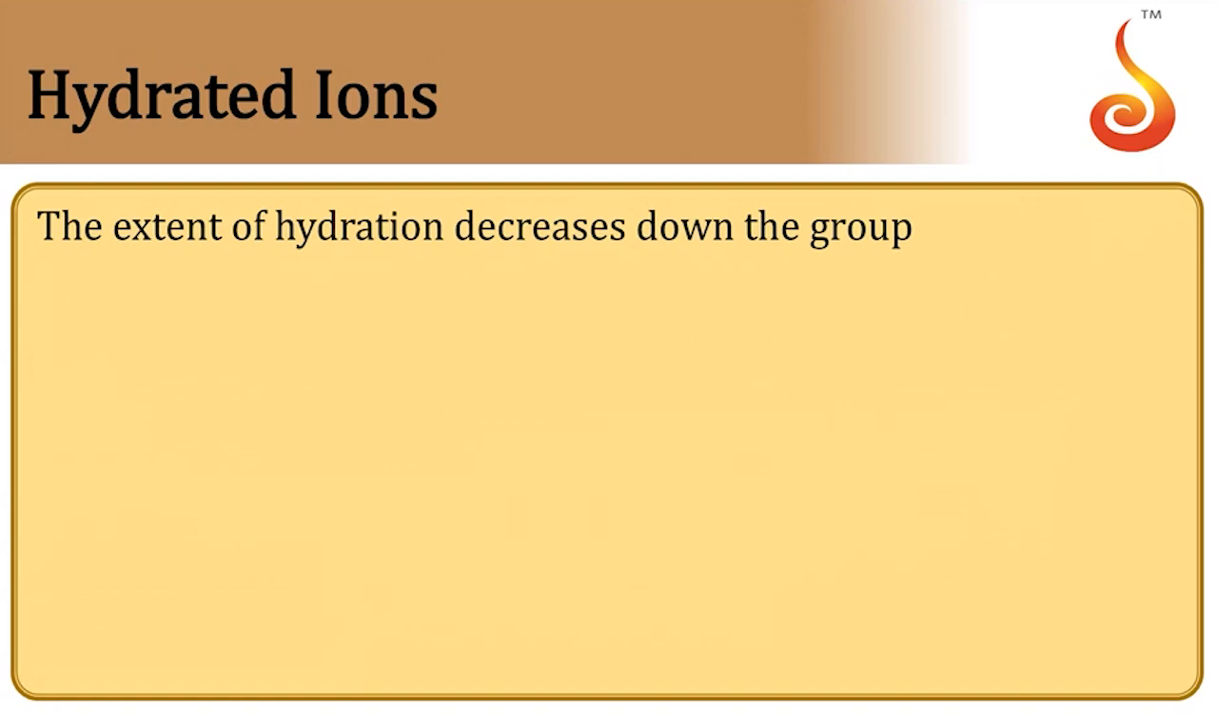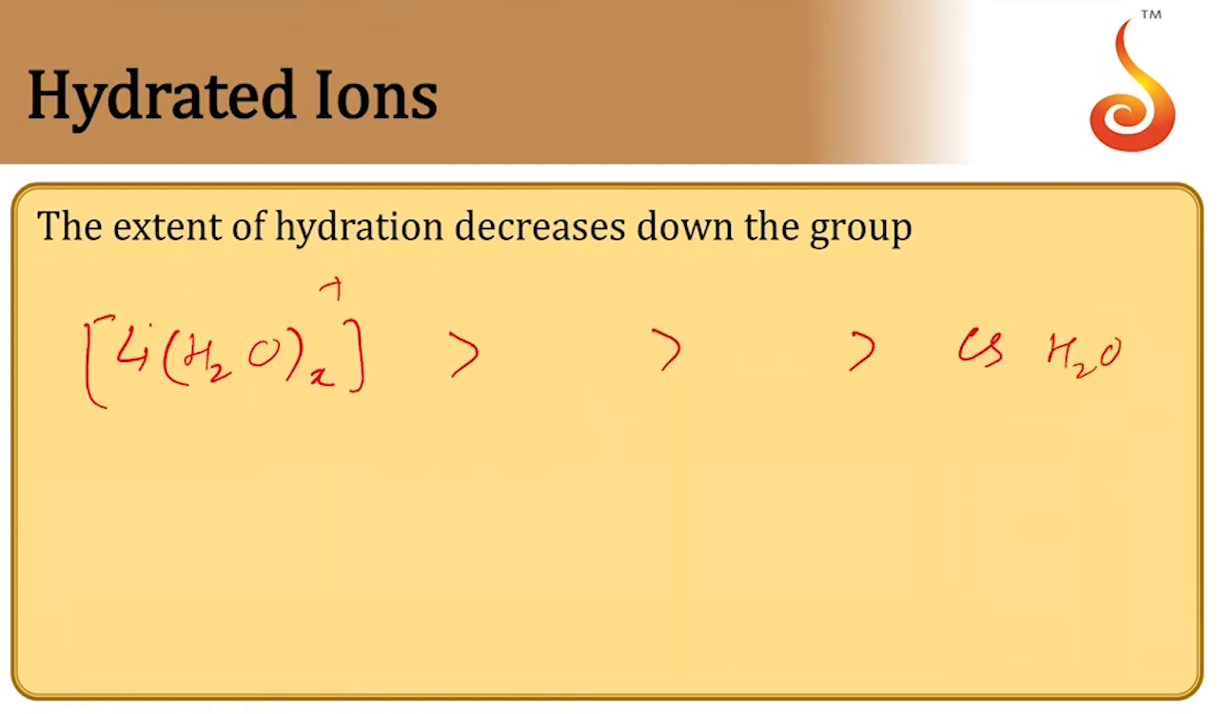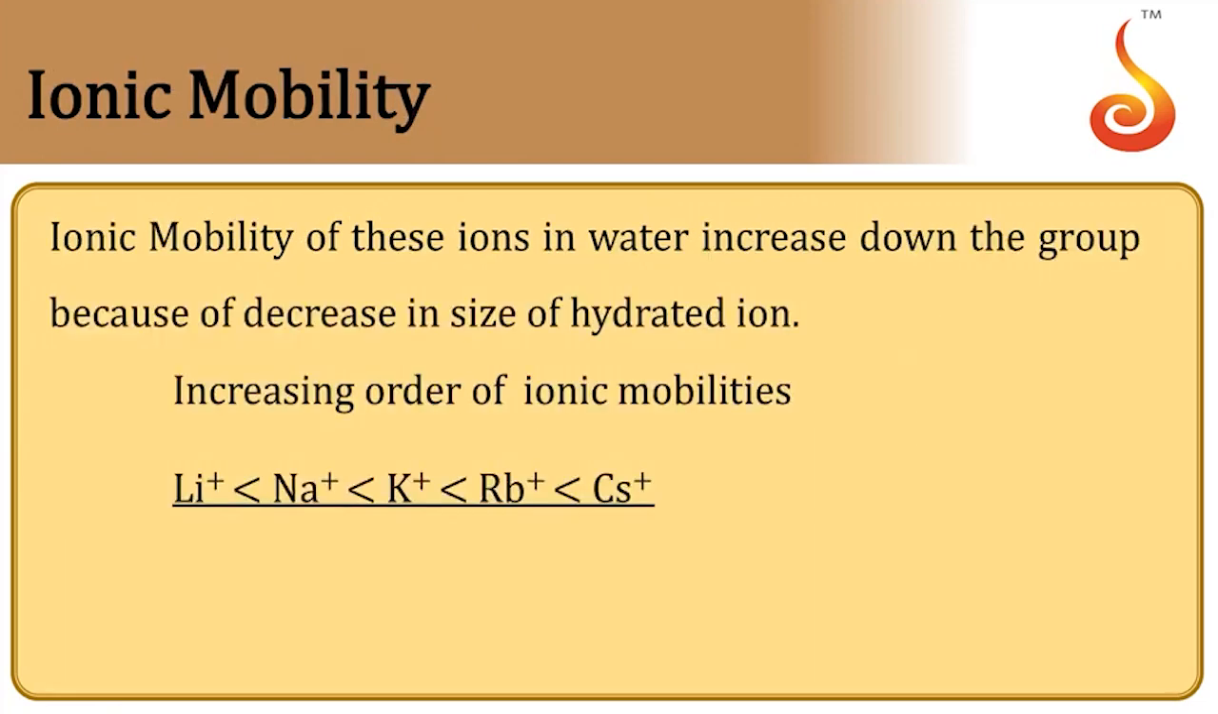Suppose when you take the order of the size of these ions, including water molecules, it comes like this: lithium ion with H2O taken x times is greater than that of the sodium ion, and finally you get cesium with H2O taken x times. This is the order of the hydrated ions. So lithium is going to have a very much larger size, and the last one, cesium, is going to have a smaller size. It depends upon the positive charge density. More positive charge density, heavy hydration.